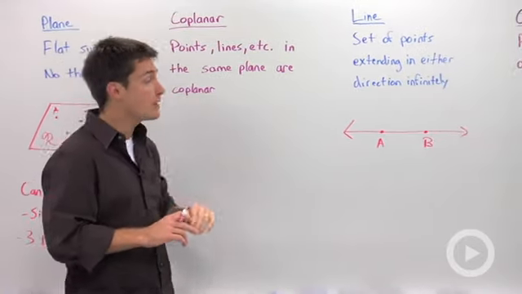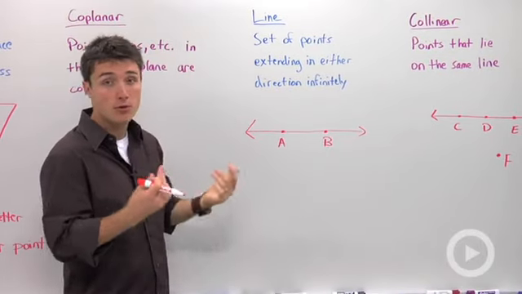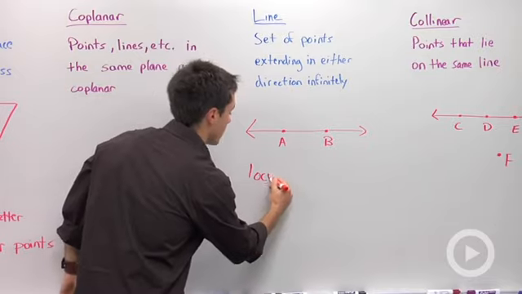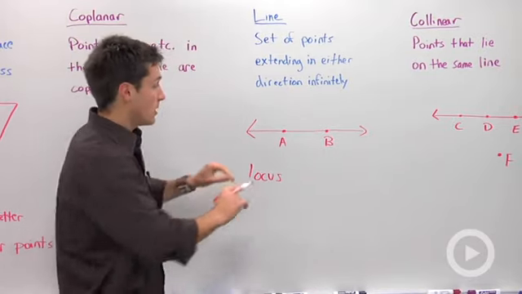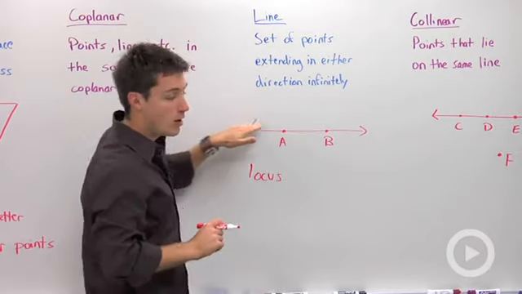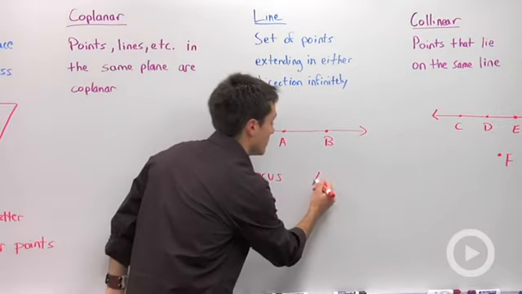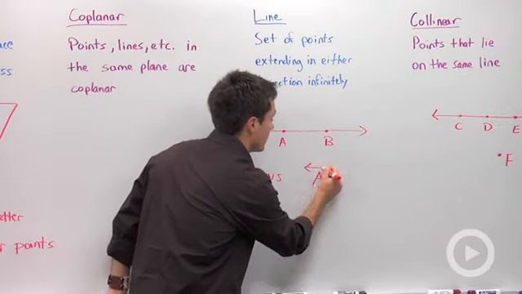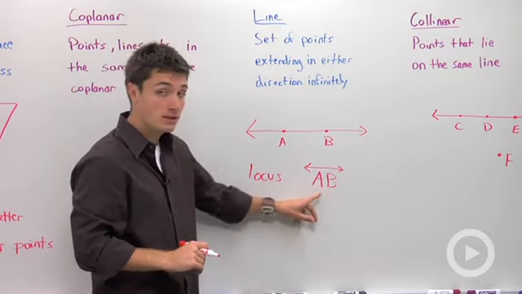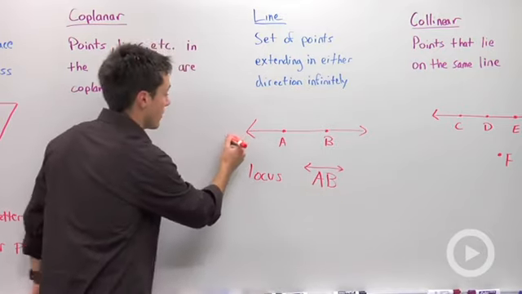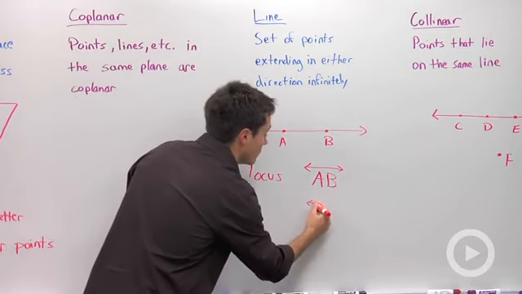Now the third undefined term is a line. And a line is a set of points, or the word that you might learn later is locus, extending in either direction infinitely. So a line is going to be all the points, and we can actually select two of them to name it. So we could call this line AB. Now when you're labeling a line, it's key to include at least 2 points, or if you have some sort of smaller letter over here, we could call this line L.